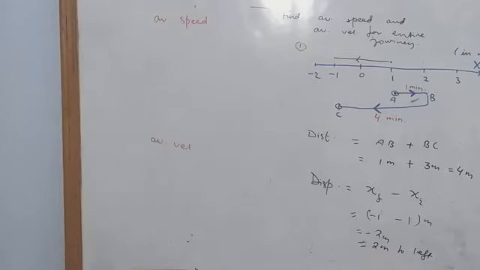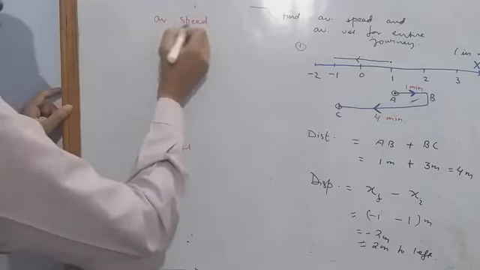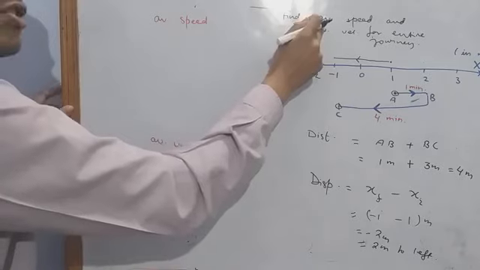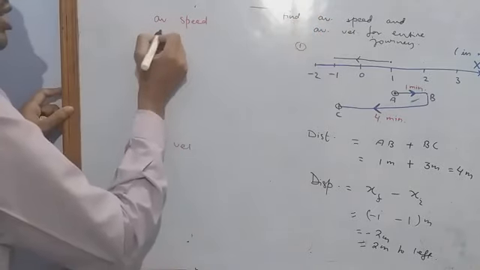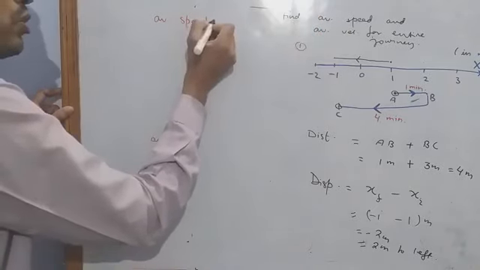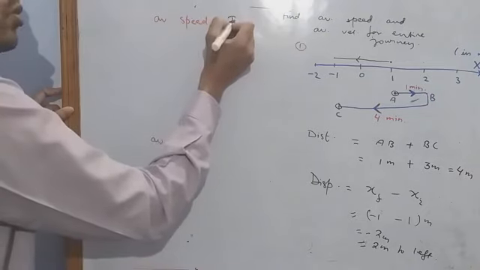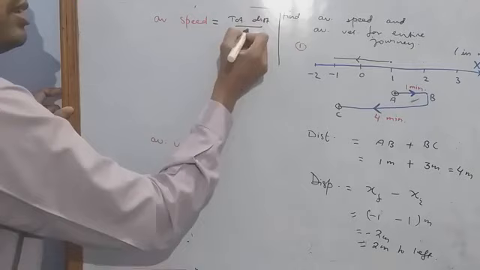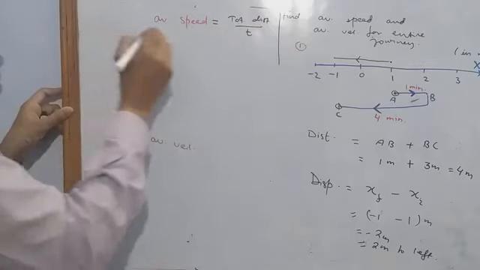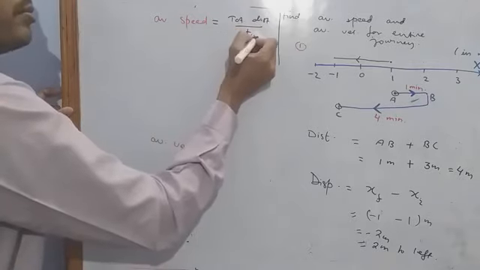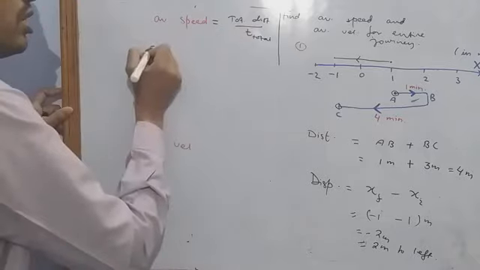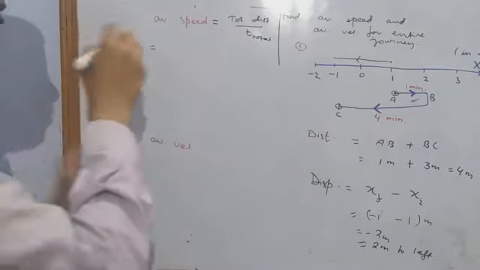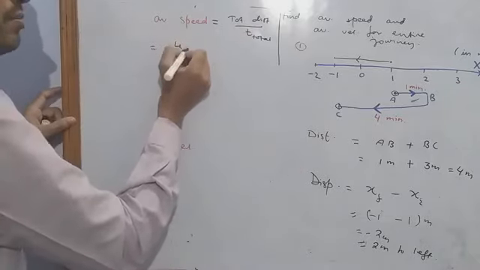After finding distance and displacement, the next step will be to find average speed, because we have been asked to find average speed and velocity. The average speed, you know, students, what is the formula? It is the total distance by the total time taken. Now what is the total distance? That we have already calculated, that is 4 meters.